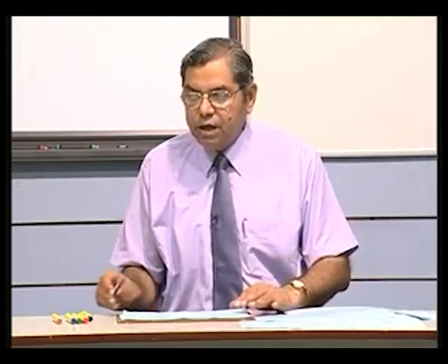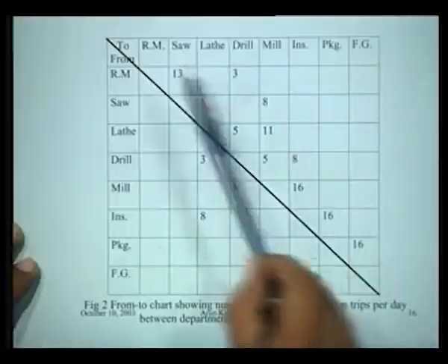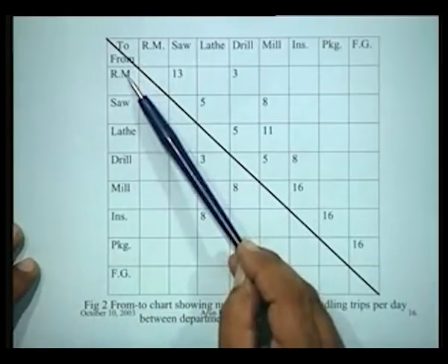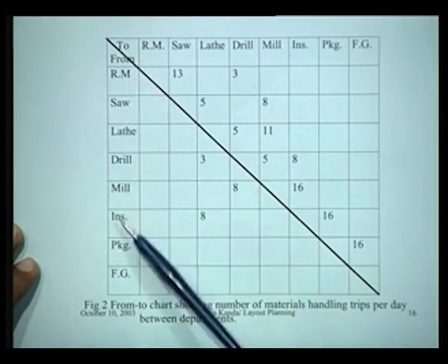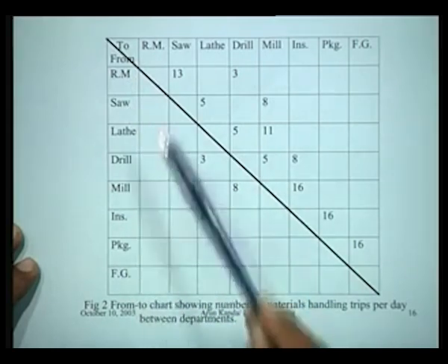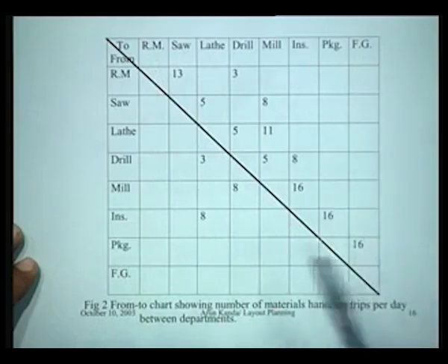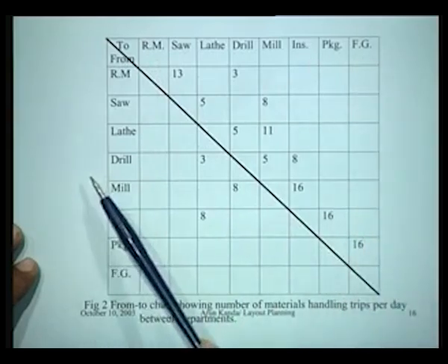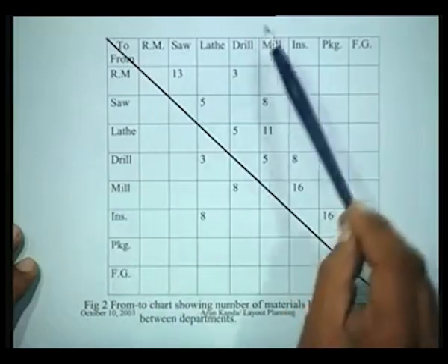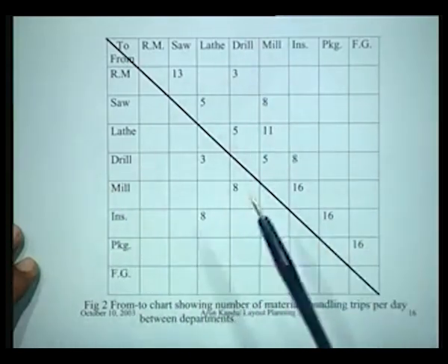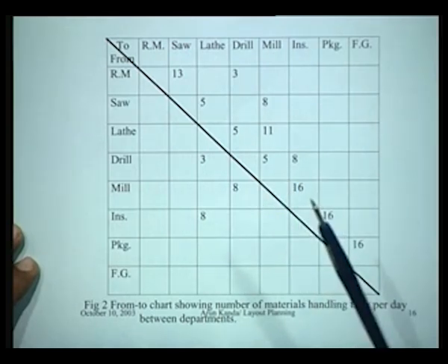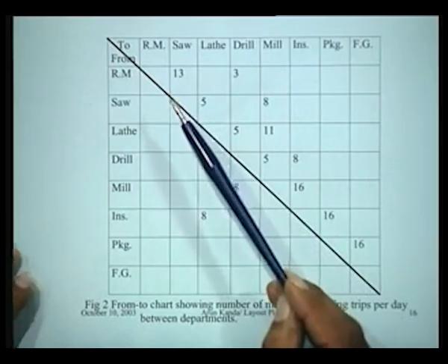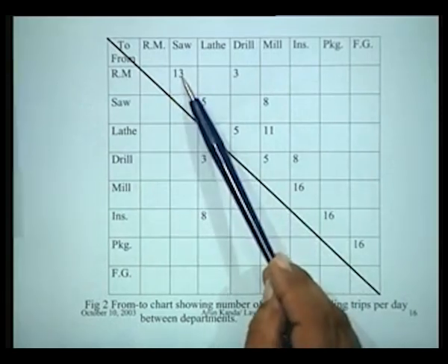A from to chart is actually a square matrix, and in the matrix we have listed all the departments: raw materials, saw, lathe, drill, mill, inspection, packaging, and finished goods. So same departments here, and so on. So what we are trying to basically find out is what is the total movement from these to this. So it's a from to chart. It's very much like a distance chart, which you say what are the distances from one pair of cities to another pair of cities. For instance, what you find is that everything begins from the raw material stage, right?